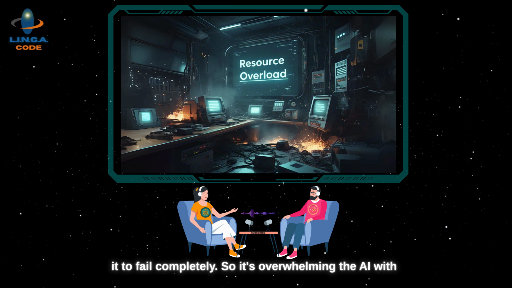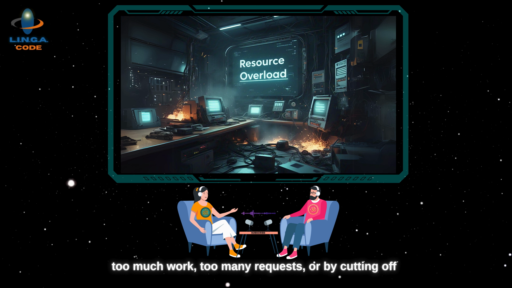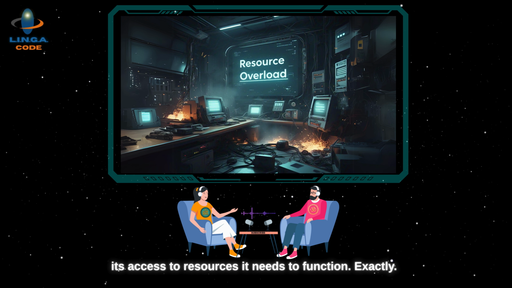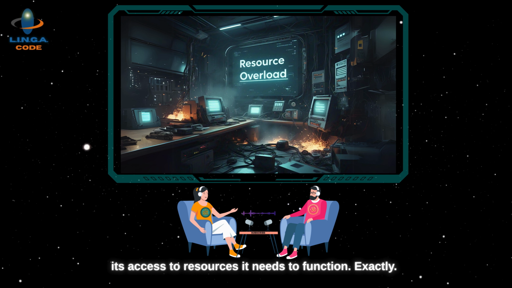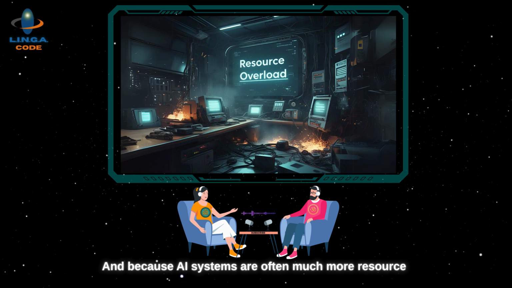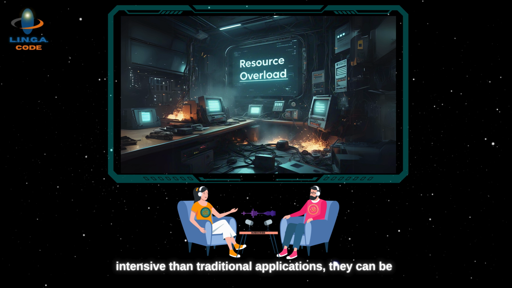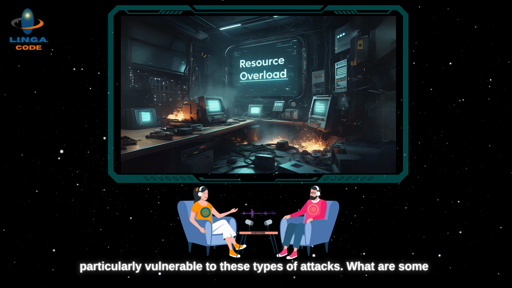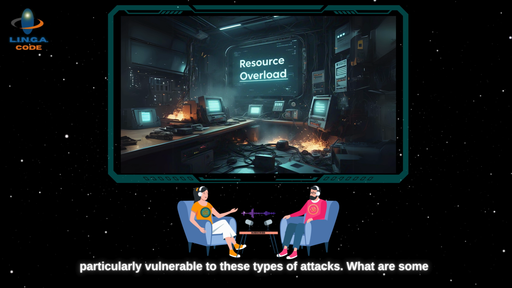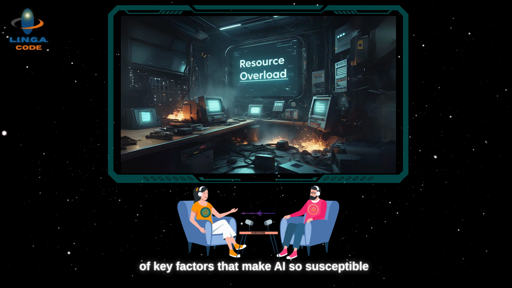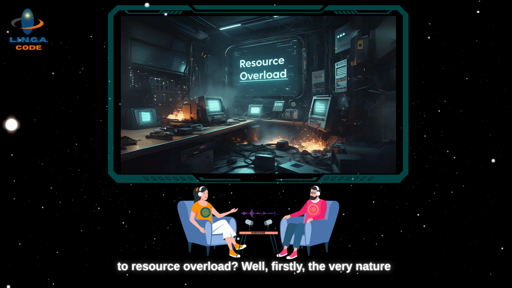So it's like overwhelming the AI with too much work, too many requests, or by cutting off its access to the resources it needs to function. Exactly. And because AI systems are often much more resource-intensive than traditional applications, they can be particularly vulnerable to these types of attacks. What are some of the key factors that make AI so susceptible to resource overload?